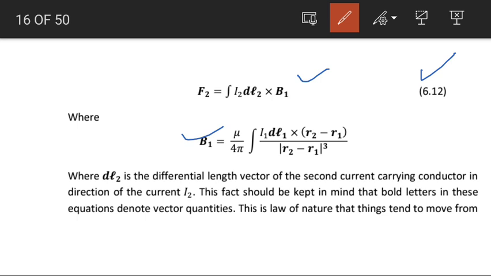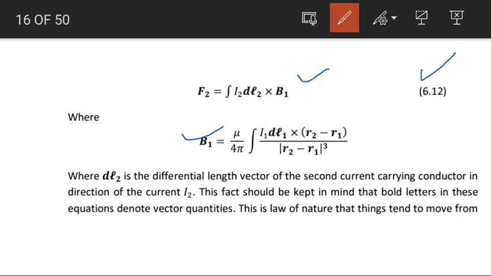B1 is given by the Biot-Savart law, and B1 will be equal to mu by 4 pi times the integration of I1 dl1 cross (R2 minus R1) by the magnitude of (R2 minus R1) raised to power 3. Whenever two current carrying conductors are located in the magnetic field of each other, there will either be a force of attraction or a force of repulsion between these two conductors.